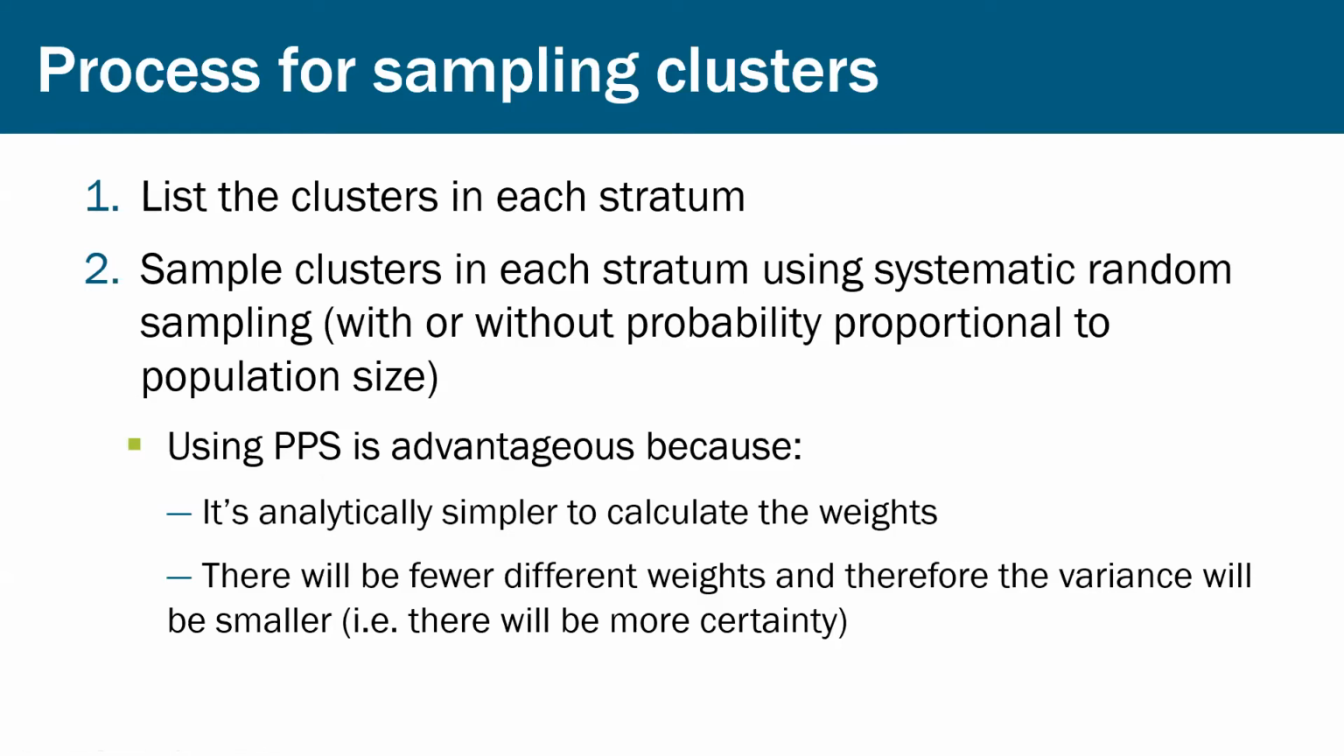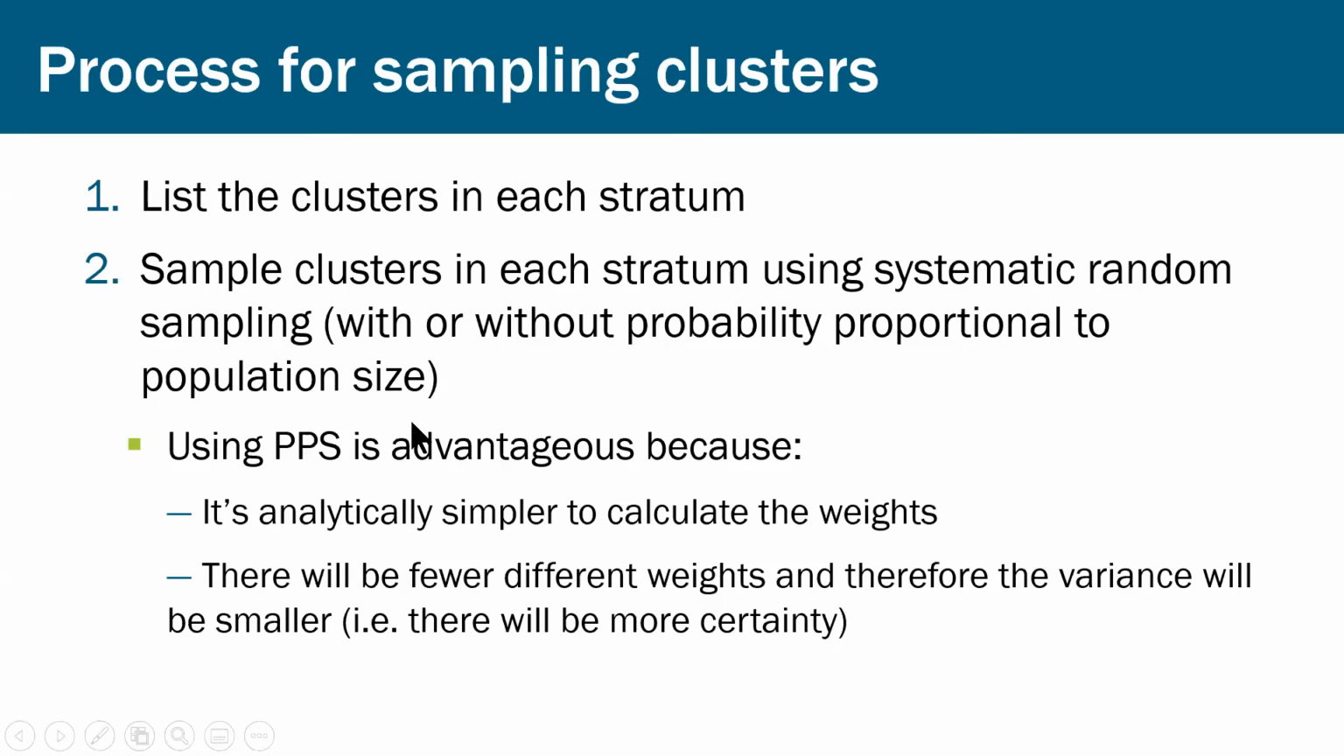So PPS essentially gives you what's called a self-weighted sample. So what that means is that all households within the stratum will have about the same probability of selection. Not exactly the same probability of selection, because you're using estimated population size from the census, which isn't going to be 100% accurate.